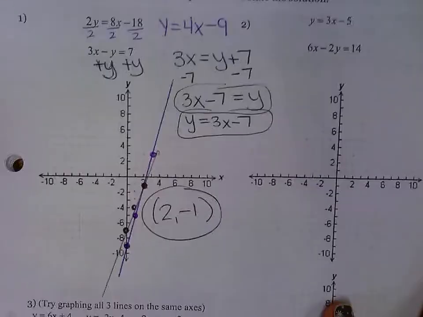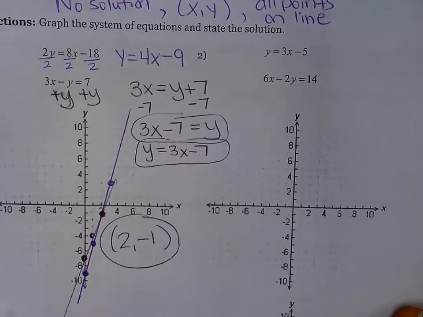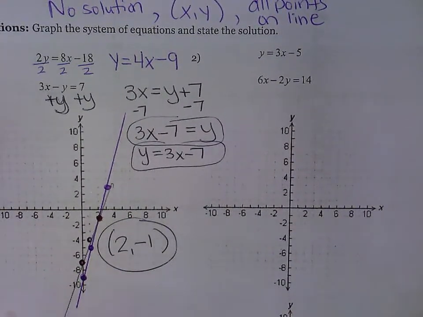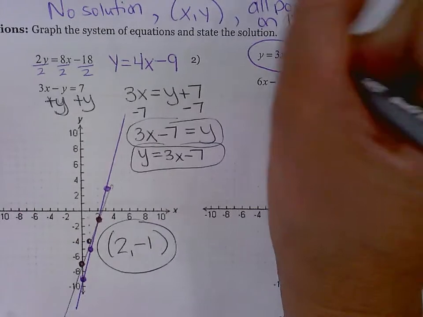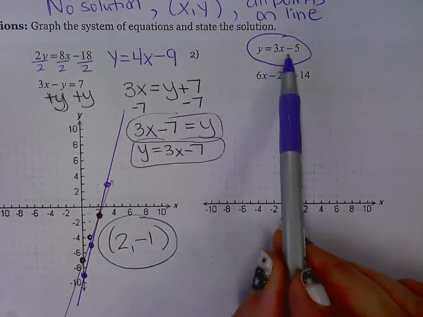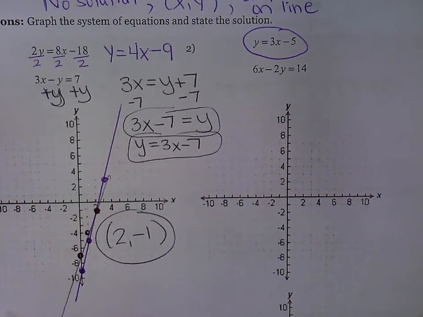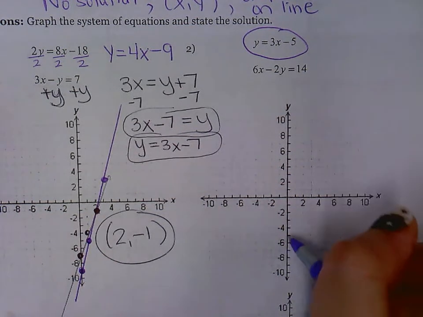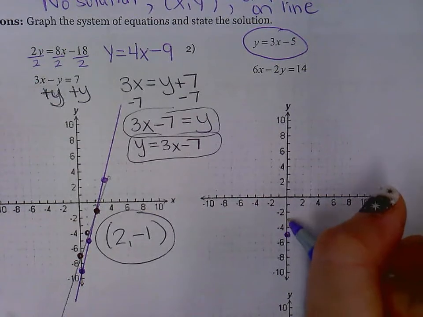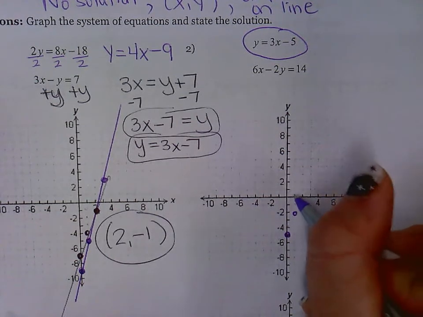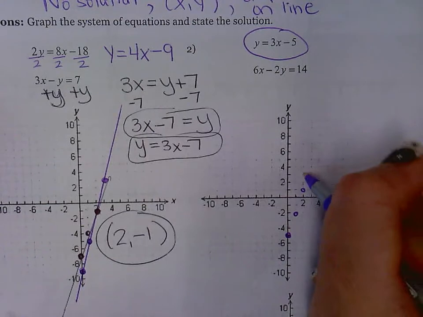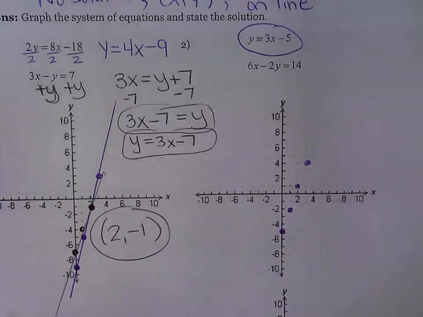All right. The next one, I'm going to graph them in purple and black again. So this line is ready to graph, right? Y equals 3x minus 5. So go ahead and graph that line. Go to -5 on the y-axis and graph yourself your slope of up 3 over 1. -5, up 1, 2, 3 over 1. Hopefully it'll intersect on one of those points.